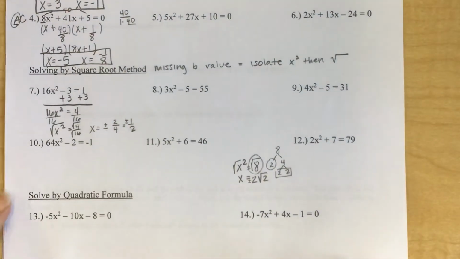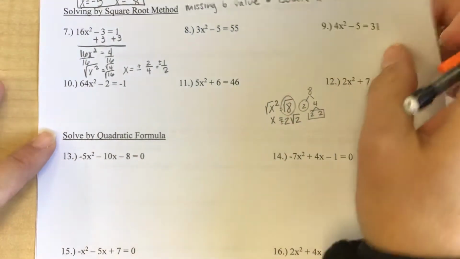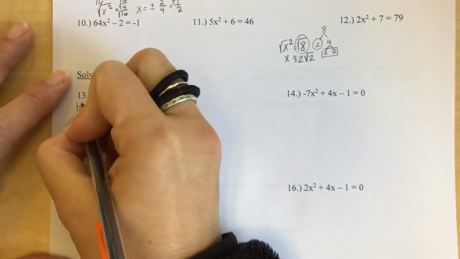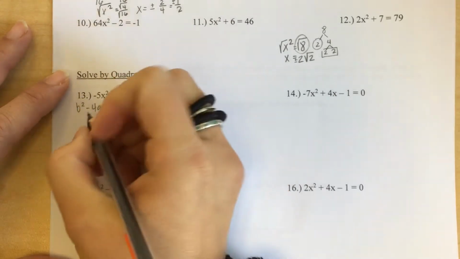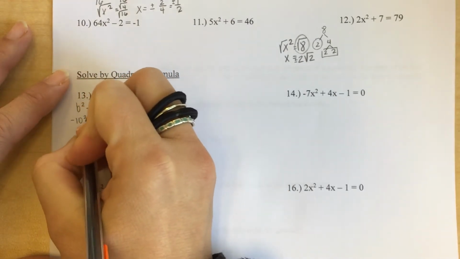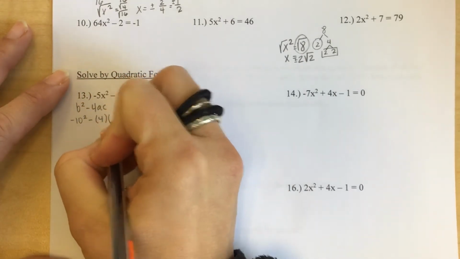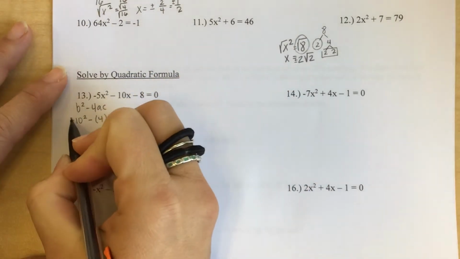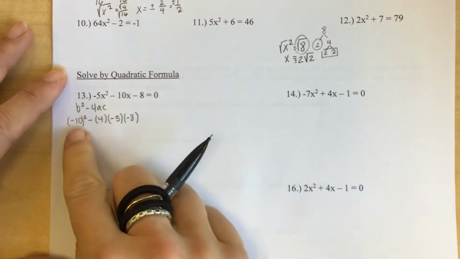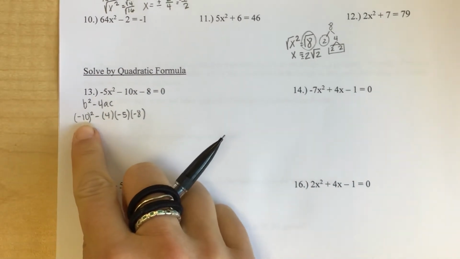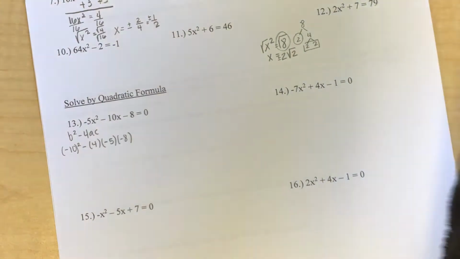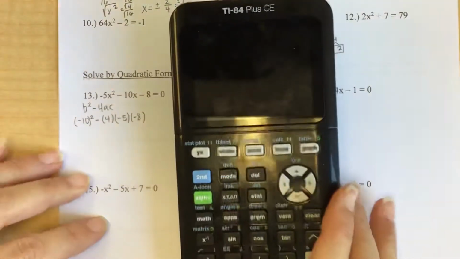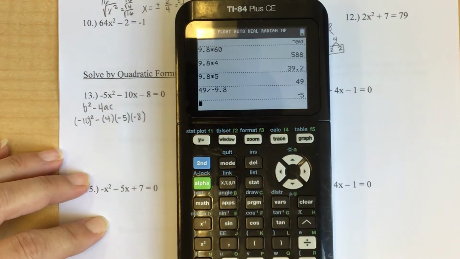All right, using quadratic formula. Okay, so remember we start with our b squared minus 4ac. So I have negative 10 squared minus 4 times negative 5 times negative 8. Be very careful with this negative 10 here. A lot of people made that mistake on the test, is they put in negative 10 on their calculator and it gave them a negative 100 when that is not true. So again, watch the difference here.